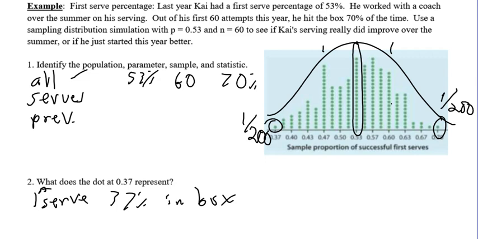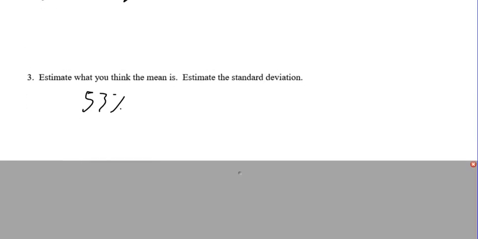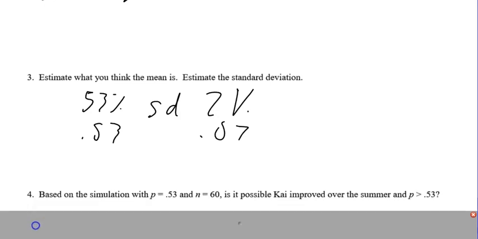Now, standard deviation. 68% of it should be in the middle. So that means +1 and -1 would be right there. So if we're going from 53% to 60%, that is about 7%. So the standard deviation, 7%, or 0.53 and 0.07 on the chart. All right, and moving on.